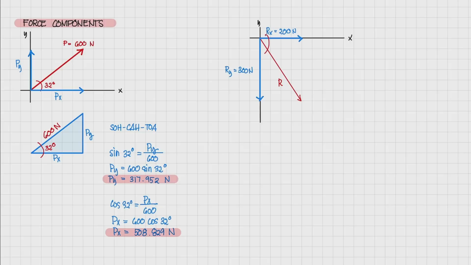Also, we're interested in the angle na inclination ng ating resultant. So again, you can consider this as a right triangle. So ito na yung magiging right triangle natin. So let me just take this out.